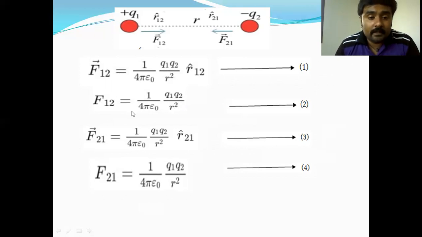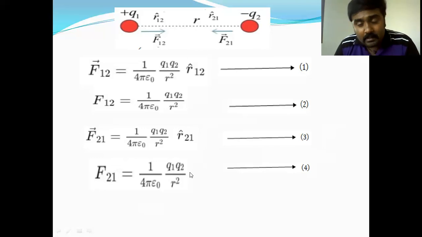And in a similar way, the force acting on minus Q2 due to plus Q1 is the F21 vector. The F21 vector is 1 divided by 4 pi epsilon naught Q1 Q2 divided by R square into R21 cap. R21 cap indicates the direction of the F21 vector, directed from minus Q2 to plus Q1. Again, the magnitude of the F21 vector is just F21, equal to 1 divided by 4 pi epsilon naught Q1 Q2 divided by R square. The magnitude of R21 cap is 1.